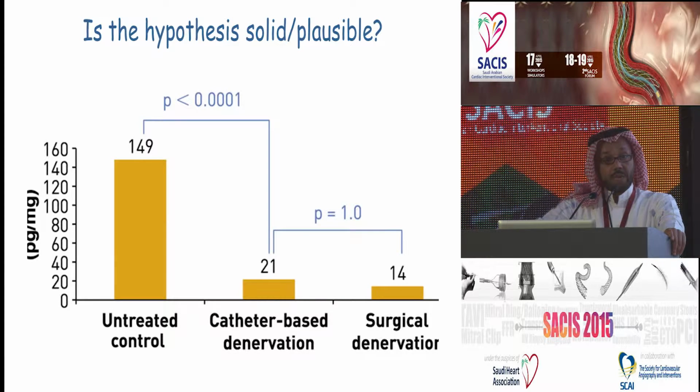This is animal data. In this part, you look at the level of norepinephrine in the control. Here is after ablation or denervation of the animal, and this is after surgical denervation. It's very obvious that there is a complete decrease in the level of norepinephrine post ablation or surgical denervation. This is in animal data.